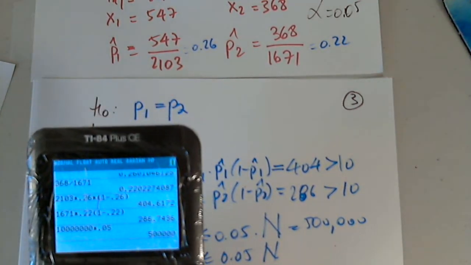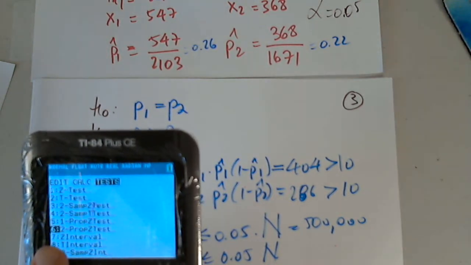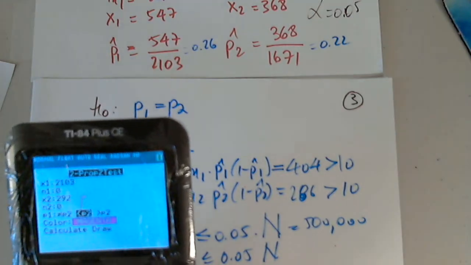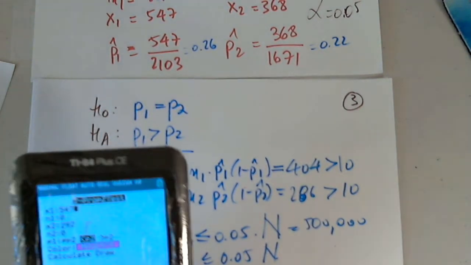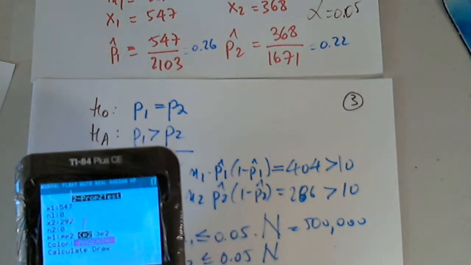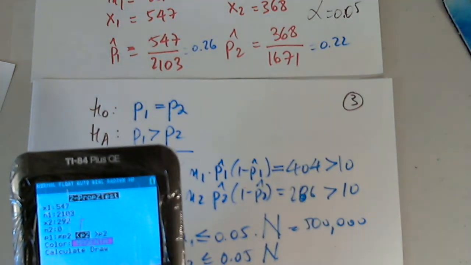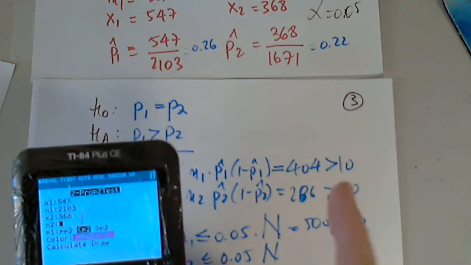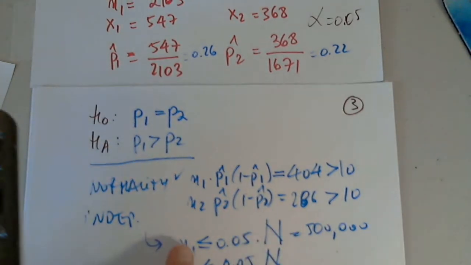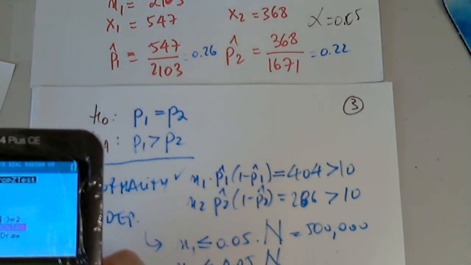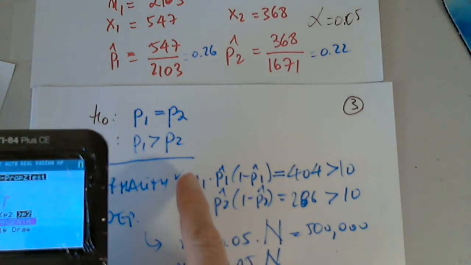Okay, again, go to Stat, Tests. This is a two-proportion z-test. And very simply, it's asking us to enter the data. X1, 547. N1, 2,103. X2, 368. N2, 1,671. And what we are trying to do is a right tail test. So make sure you select the correct direction, right tail test.